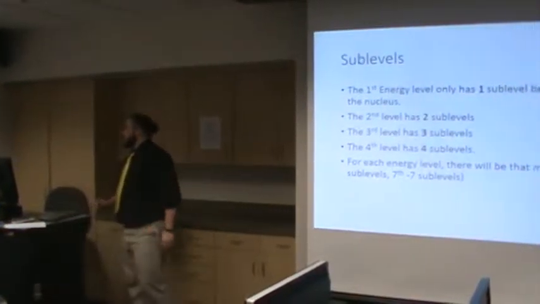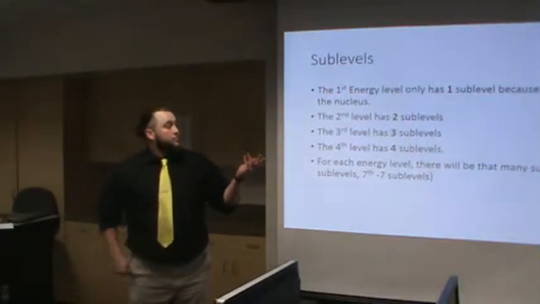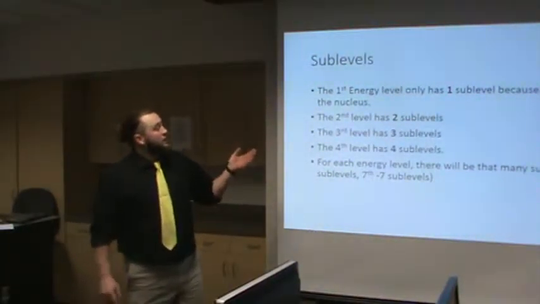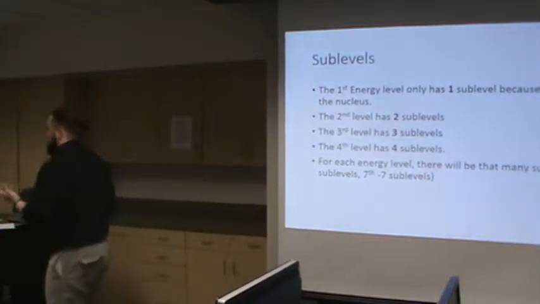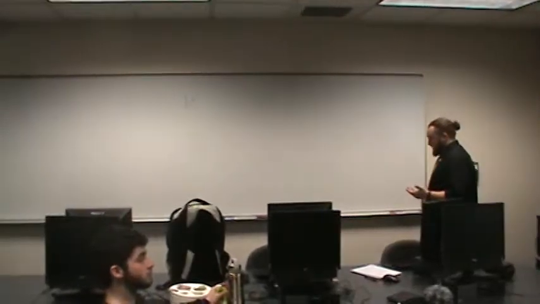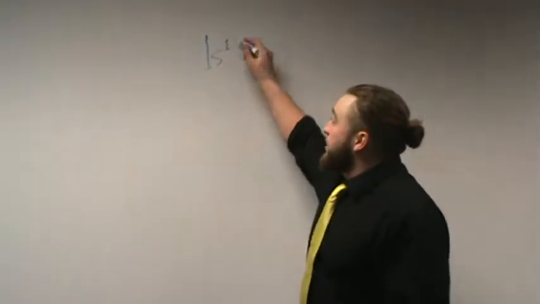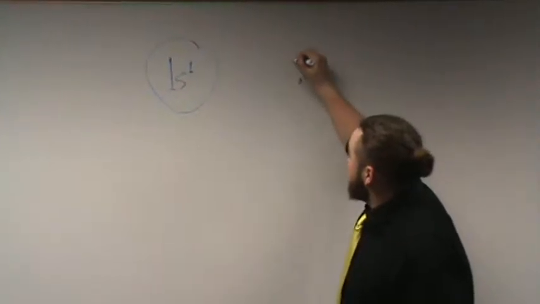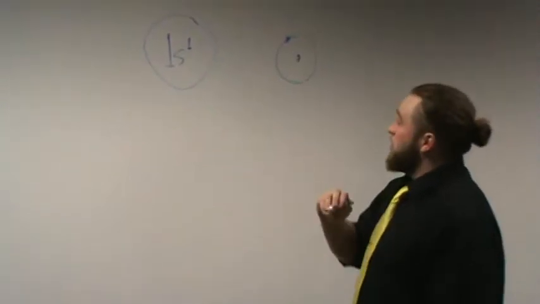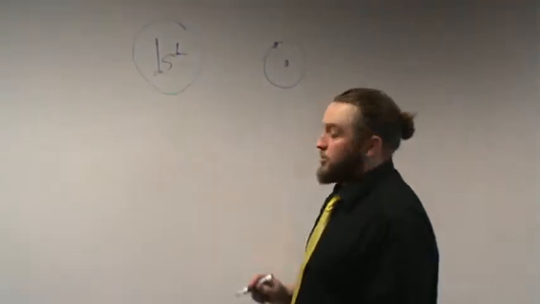The first energy level only has one sublevel because of how close it is to the nucleus. So what that is, basically, is a hydrogen atom and a helium atom. So this right here, that's hydrogen. And that's because it looks like this, and it has one electron. One electron, one proton.